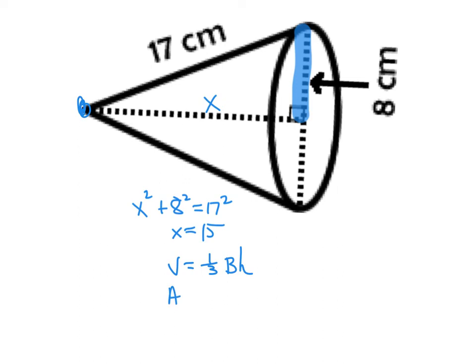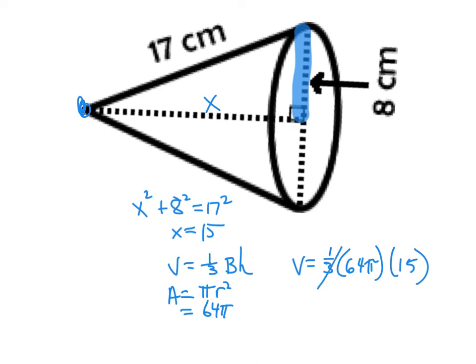So the area of the base is the circle, so pi r squared, which would be 8 times 8, so 64 pi. So our volume will be 1/3 multiplied by 64 pi, multiplied by the height that we calculated, which was 15. So calculating that, 1/3 of 15 is 5. So 5 times 64 is 320, carry down the pi. That's cubic centimeters. As a decimal, it's 1005.3.